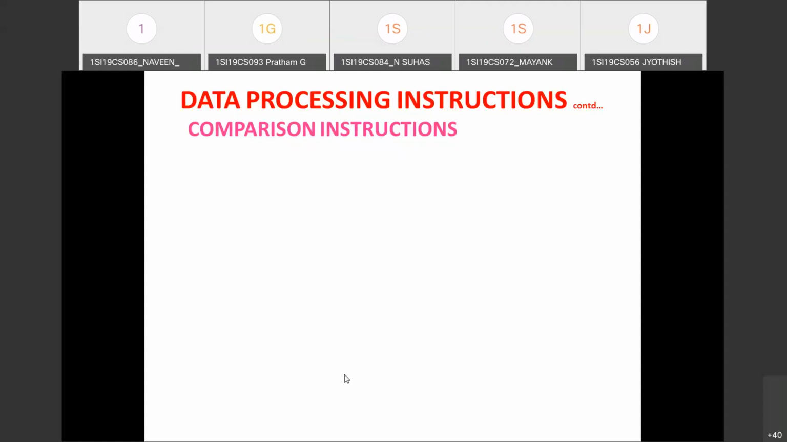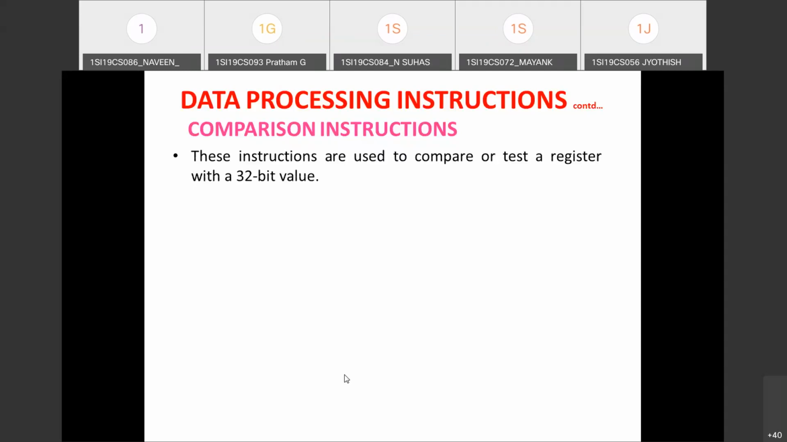Coming to the comparison instructions, this is the purpose of using them. They are used to compare or test a register with a 32-bit value. What do you mean by testing a register with a 32-bit value? What instructions are supported? We'll see in the table in the coming slide.